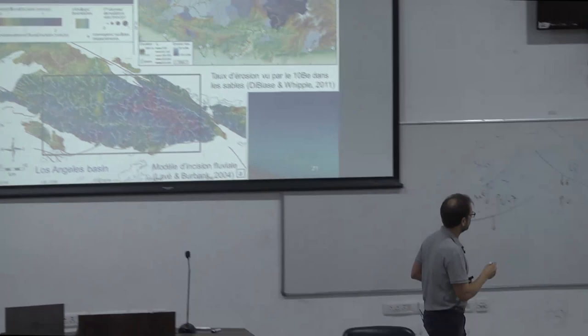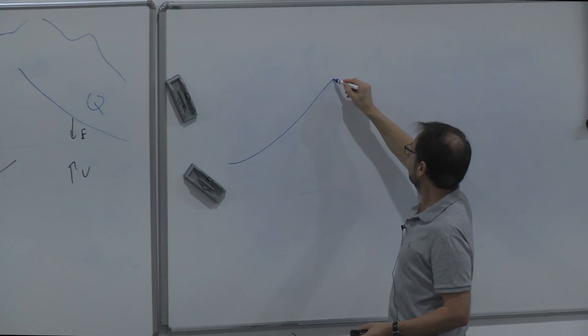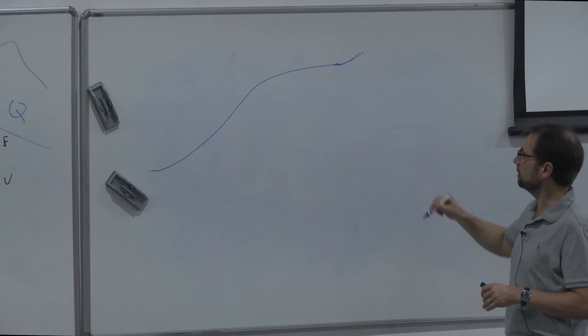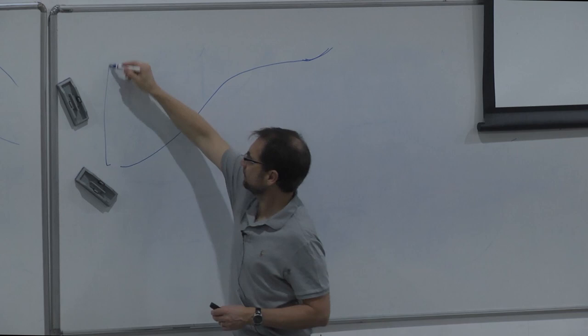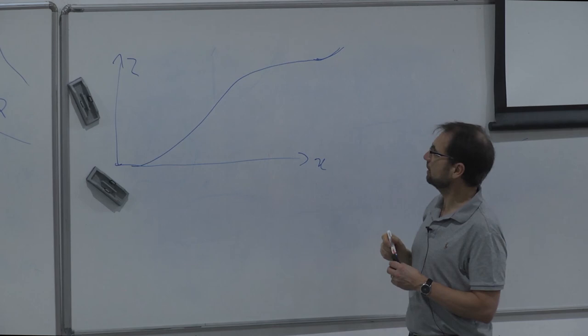So if, for example, a topography is growing and gaining in elevation, the river profile can show this kind of feature. You will have some relict of the initial flat surface that becomes a small plateau. And in terms of river profile, you can have this kind of feature with some low steepness river.